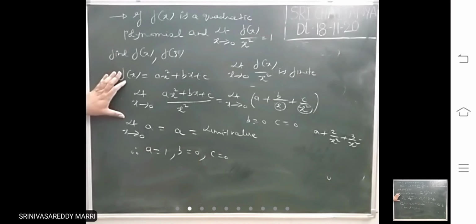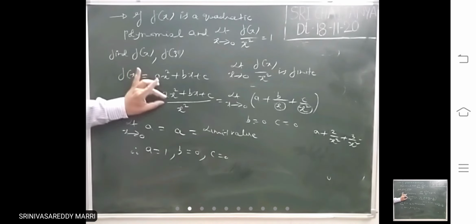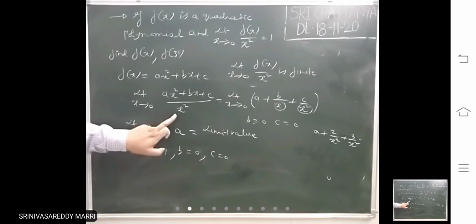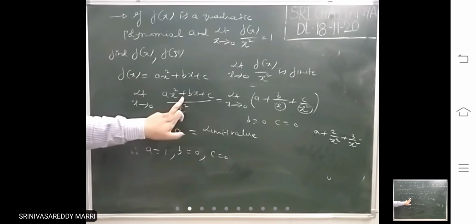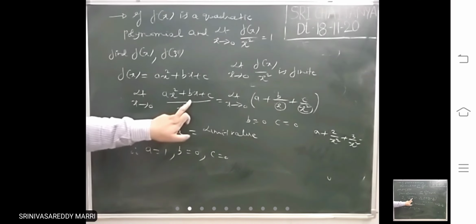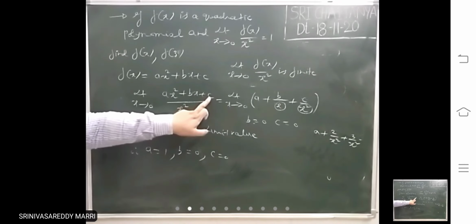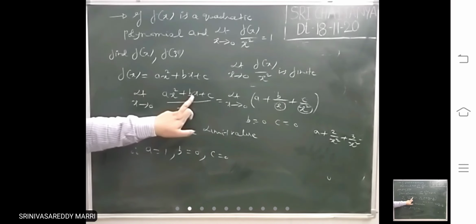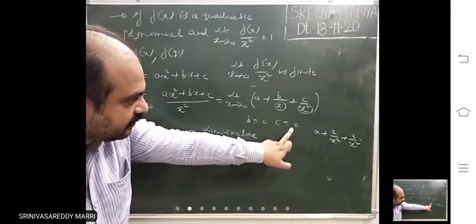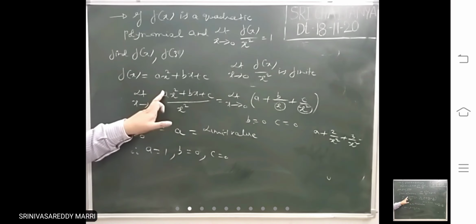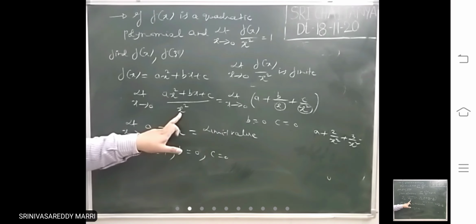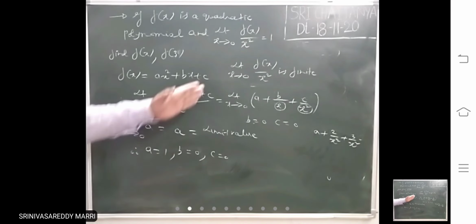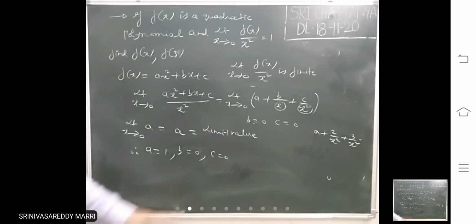In the above statement, what I told, this is a polynomial, right? x square is there. What are the terms less than x square? x. Less than x square means this term and this term. Their coefficients, b equals 0, c equals 0. Then this is 0, this is 0, so what will the limit become? a x square divided by x square, that is a. That is nothing but 1, which is given, because the limit is already given as finite.